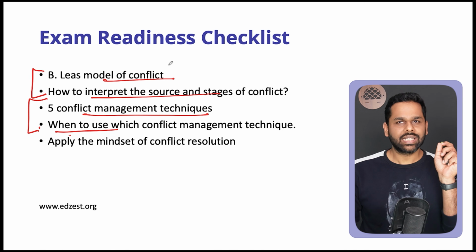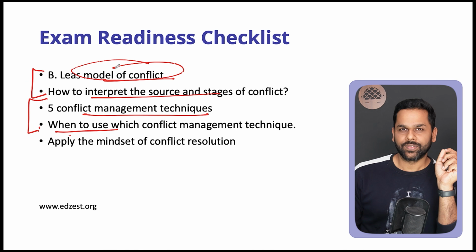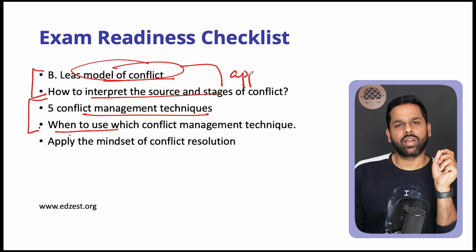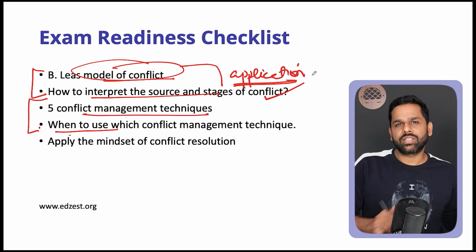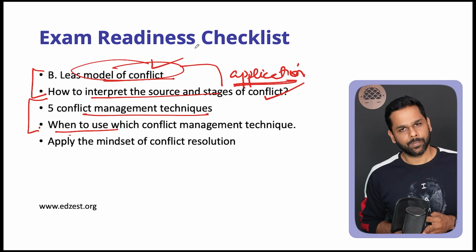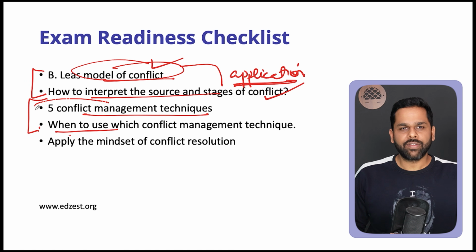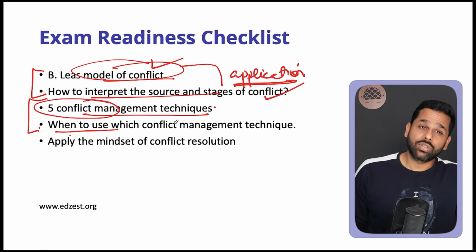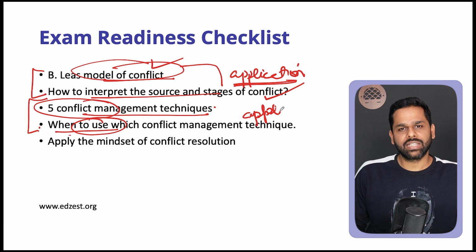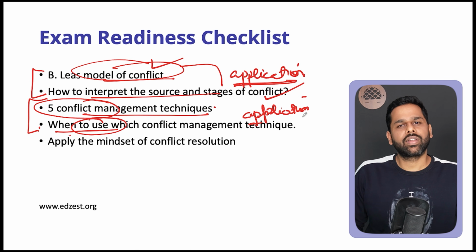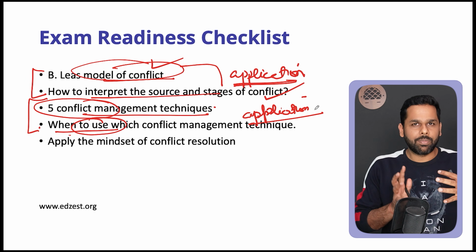Right? Understanding the model and the application, both are important. Ultimately, understanding the application will help you in solving the question, but you will not be able to understand the application if you have not understood the model. Same thing here. There are 5 techniques, you should know about them, and you should also know how to use it. So application. Right?